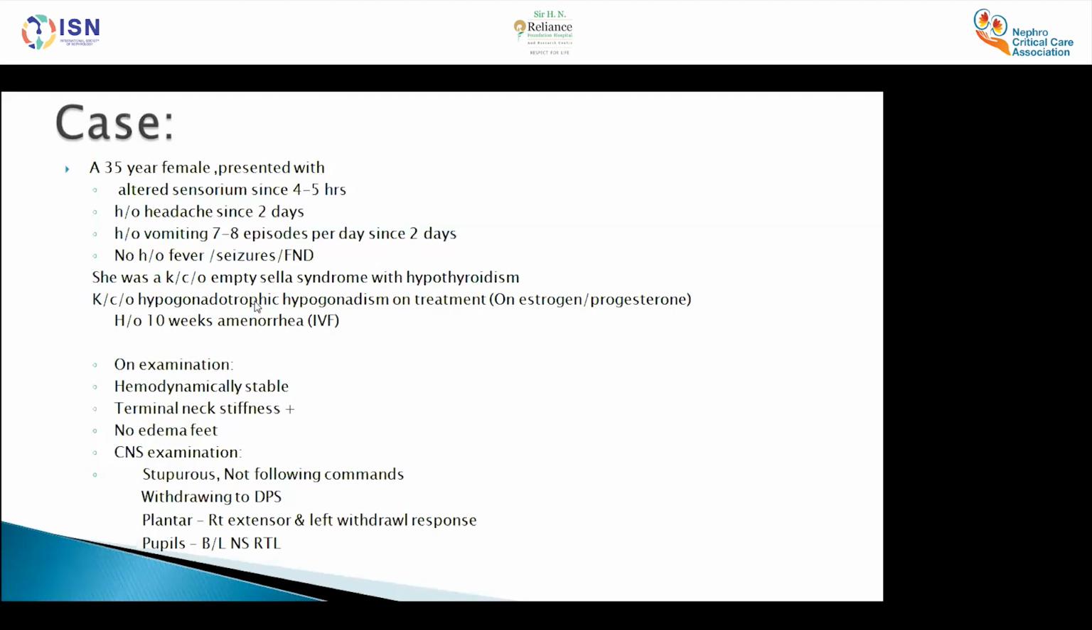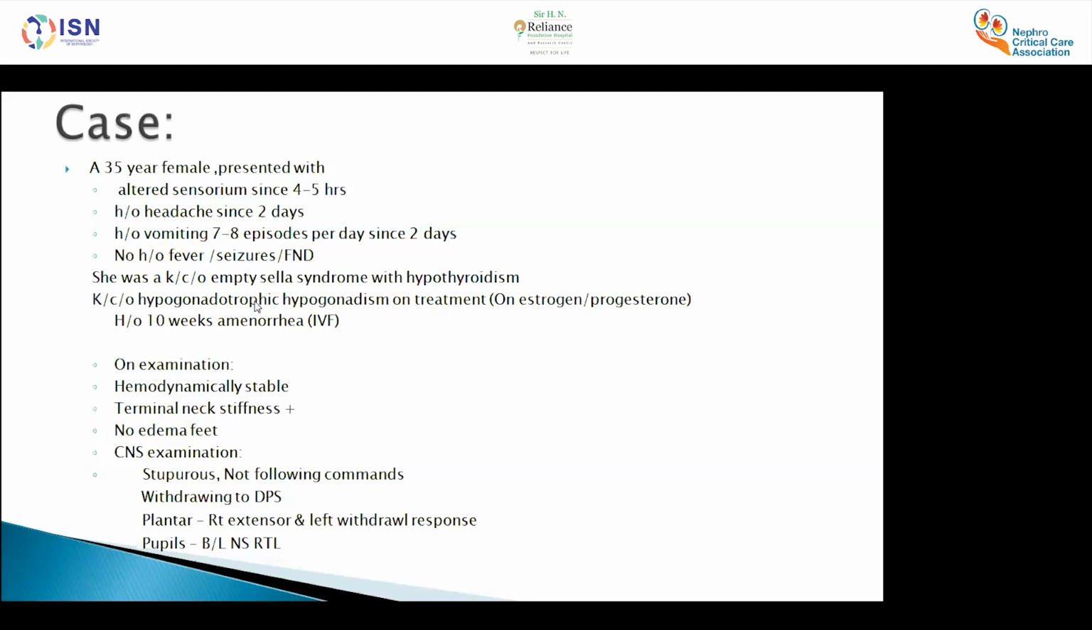On examination, the patient was hemodynamically stable. There was terminal neck stiffness. There was no edema. On CNS examination, she was stuporous, not following commands, and was withdrawing to pain, moving all four limbs, no focal neurological deficit, and her plantars were right extensor and left withdrawal.